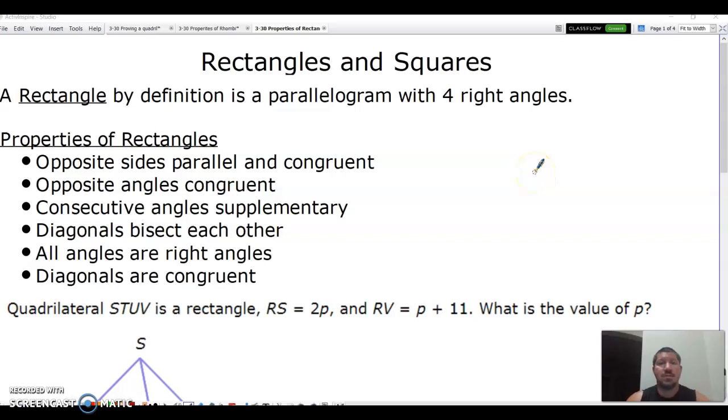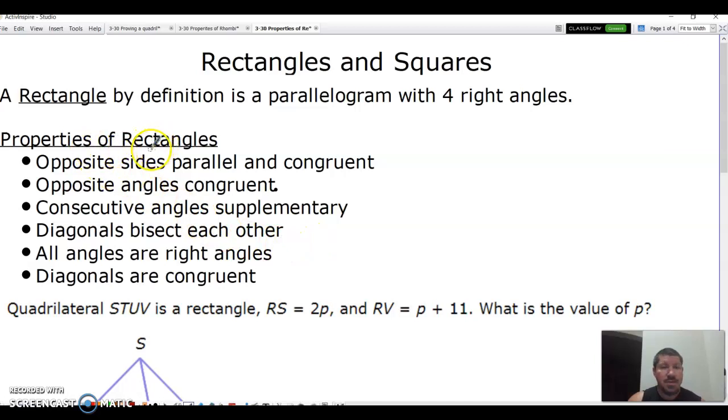Alright guys, last video for right now is rectangles and squares. So we'll start with the rectangle. A rectangle by definition is a parallelogram with 4 right angles. So a rhombus had 4 congruent sides, this one's got 4 right angles. That's going to be very important here in a second.